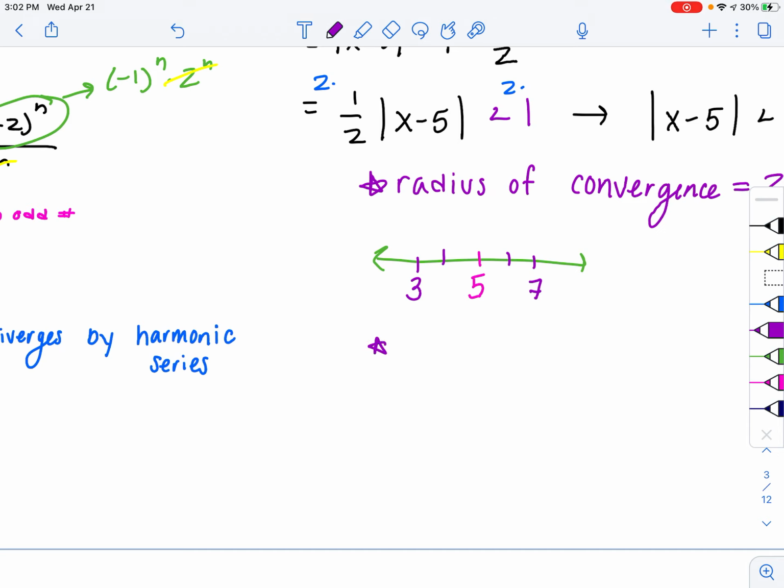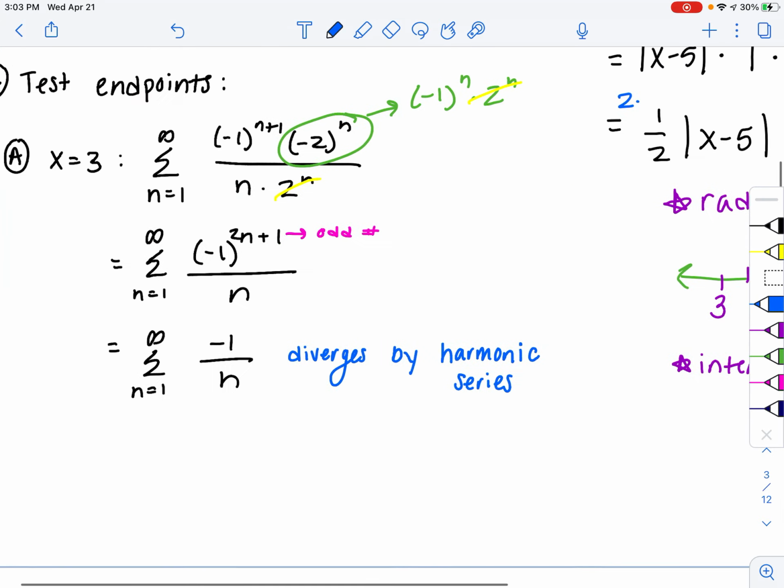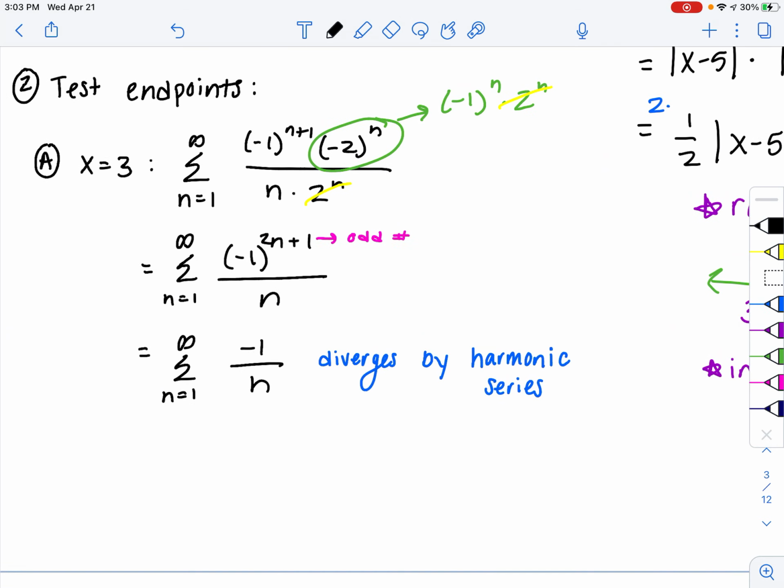So if we go over here for our interval of convergence, we know at 3, we're not including the 3, and then we're going to go back over here and we're going to test when x is 7. So I'm going to plug in 7 instead of 3 now.